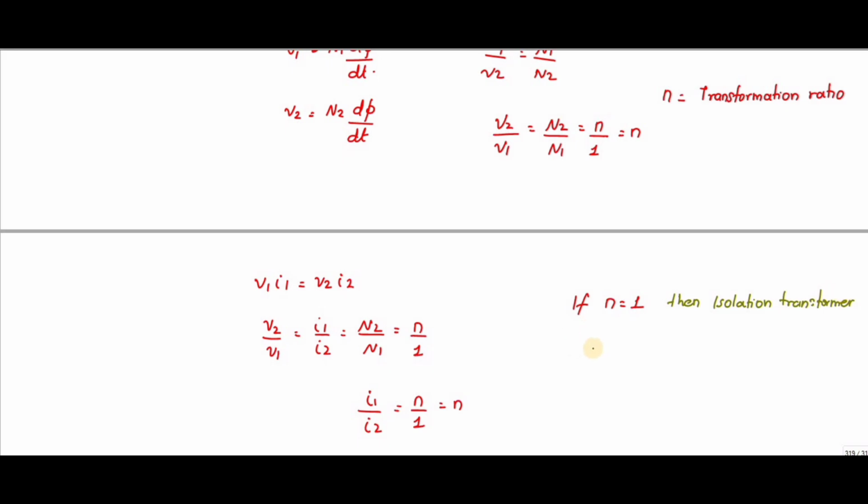If N value is greater than 1, it means V2 is greater than V1, so it is called a step up transformer. Similarly, if N is less than 1, it is called a step down transformer.